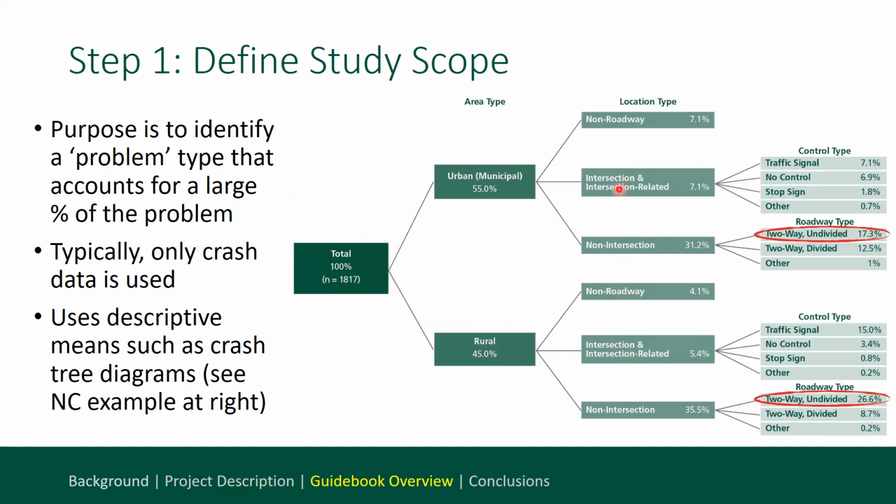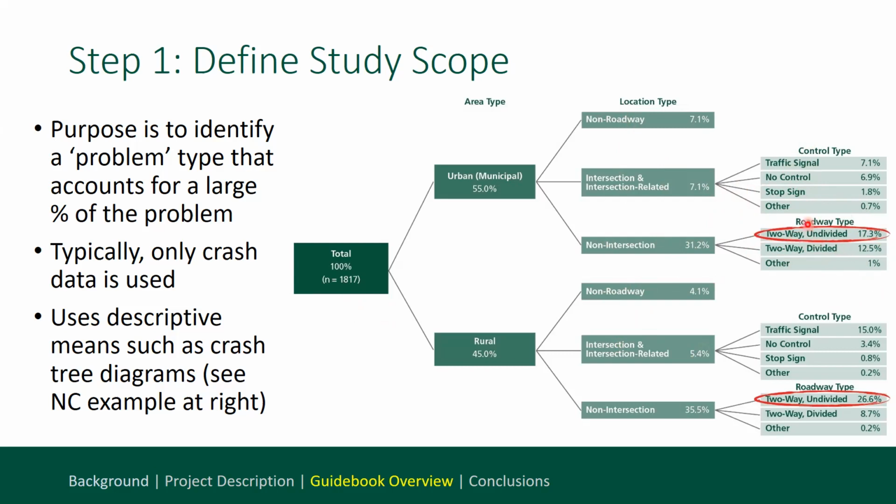And then you could look at non-intersection. So you did a further breakdown of crashes. And then for intersection related, you did the control type. And then you look at, okay, this is what that control type looks like. But then when you looked at the non-intersection related crashes, you said, okay, 17% of all of these 1,817 crashes occurred on 2-lane undivided roads.